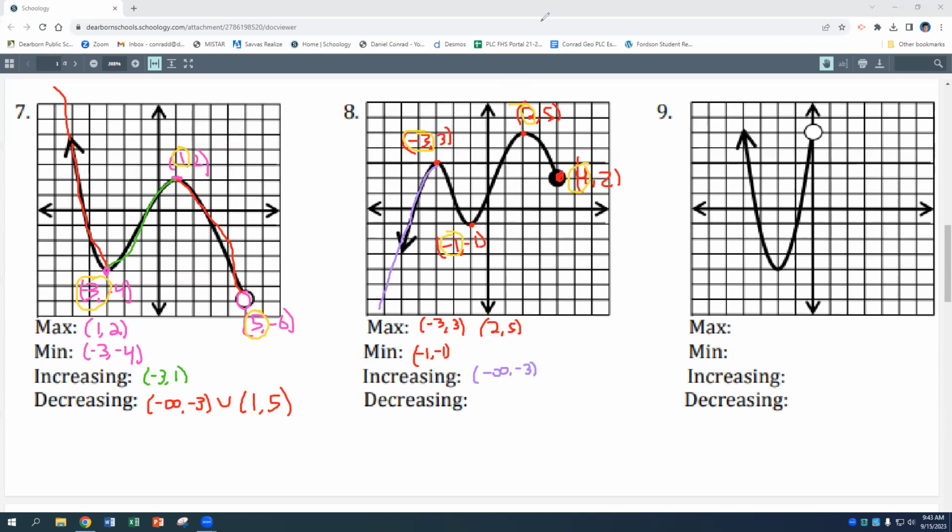Okay. And then I begin to go down. So I'm decreasing from -3 until -1. Right? And then I'm going back to increasing. So I'm increasing from -1 to 2. So I'll put a U for union. -1 to 2, that's not the best U in the world. Okay, and then we're decreasing again from 2 until 4, the end of the graph.